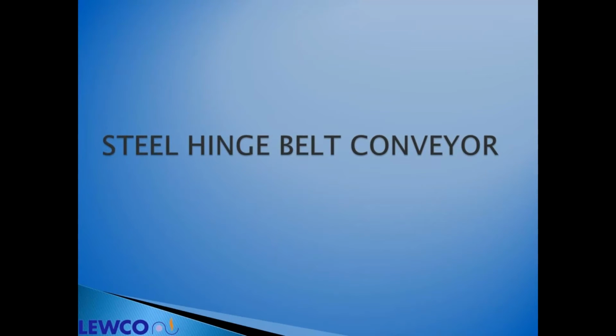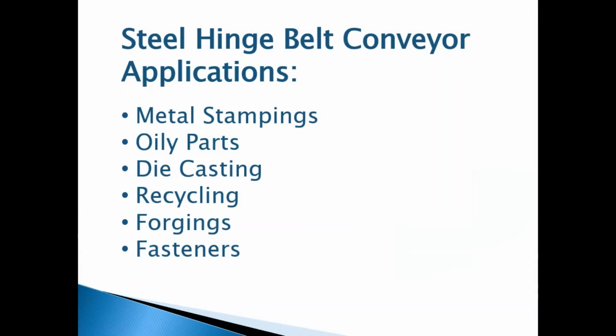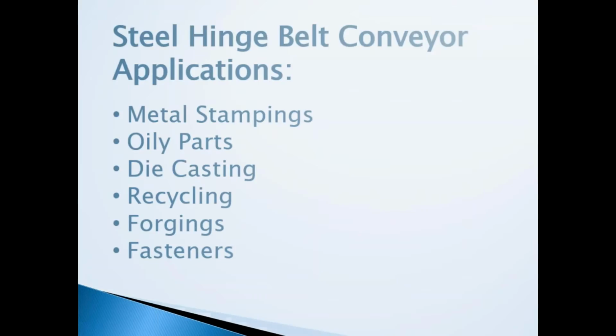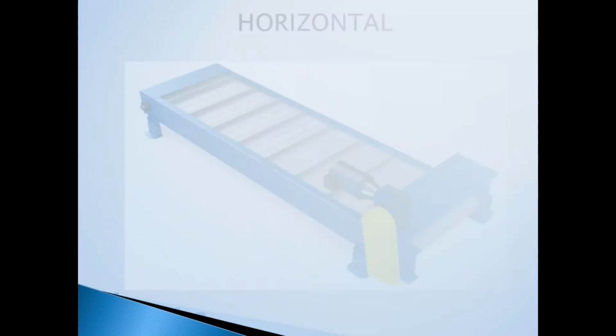Now we're going to talk a little bit about steel hinge conveyors. The main applications for steel hinge, and these aren't limited, this is just some applications they're used in, are metal stampings, oily parts, die casting, recycling, forgings, and fasteners. And here's the different models at LEWCO we offer of steel hinge.